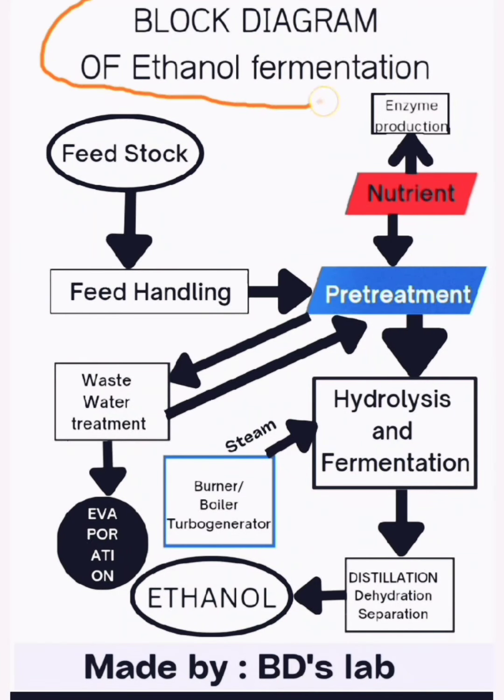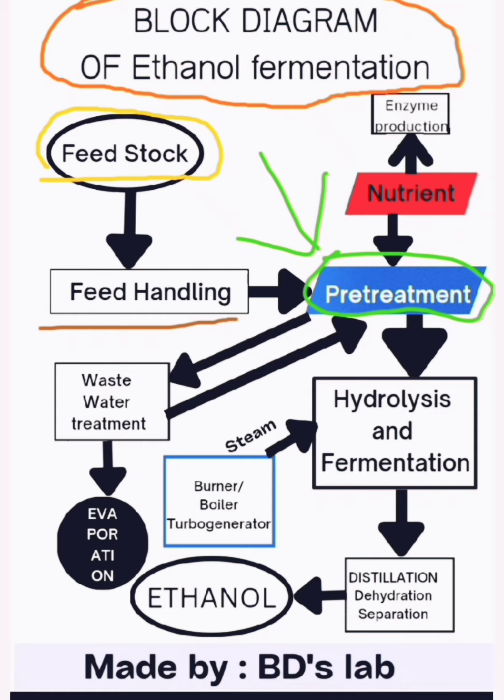This is the block diagram of the ethanol fermentation process carried out in industry. The raw material, referred to as feedstock, is given for processing, which is then handled based on its nature. The feed is pre-treated based on whether it is saccharine, cellulosic or starchy. Cellulosic and starchy materials usually require acid hydrolysis pretreatment in which sulfuric acid or hydrochloric acid is used. Also, enzymes like amylase are used for pretreatment of raw materials which are starchy.